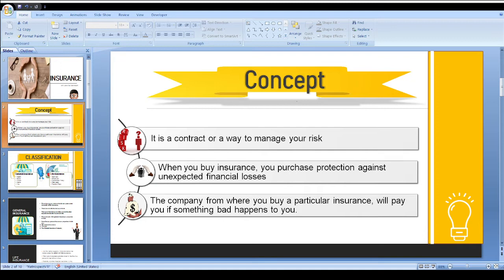Now apart from this, when you buy insurance, you purchase protection against unexpected financial loss. As I have also told you, when you purchase insurance to secure your future, it means you are securing yourself from unexpected loss, which could be a financial loss, a mental loss, or any other kind of loss. So you are protecting yourself against that particular kind of risk. Next, the company from which you buy a particular insurance will pay you if something bad happens to you.